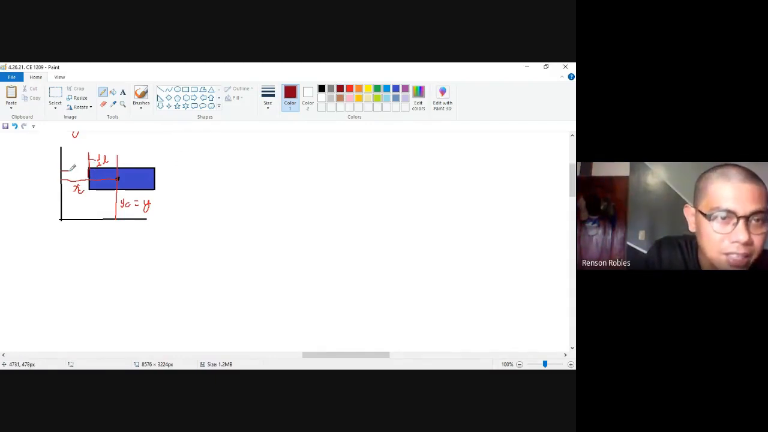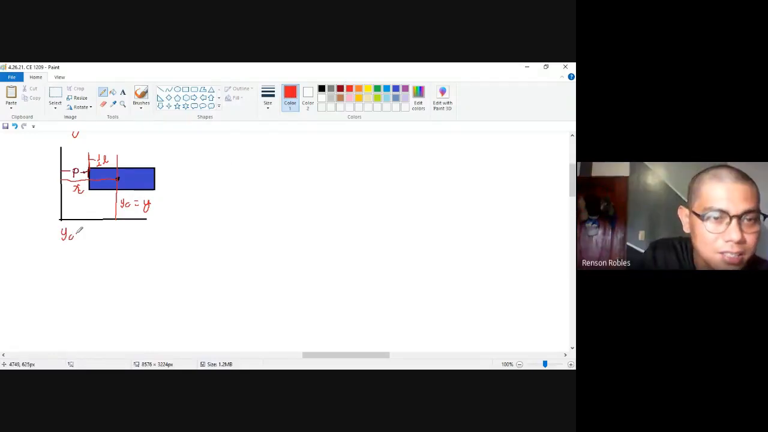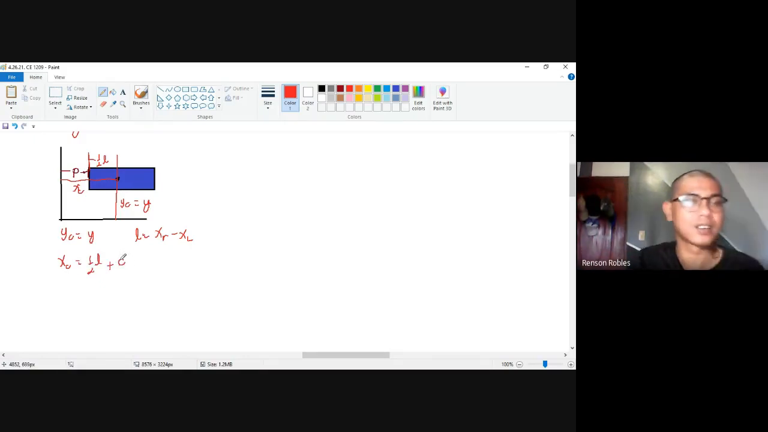From here until here. Let me just say this is, ano bang notation natin? Say A. Hindi, kasi A yung ano eh. Let me think of P na lang. Okay, so ibig sabihin, ang XC natin, o YC is equal to Y. Ang L pa rin natin is X right minus X left. And then, ang XC natin is 1/2 of L plus P. And then, hahanapin natin yung P na yun.